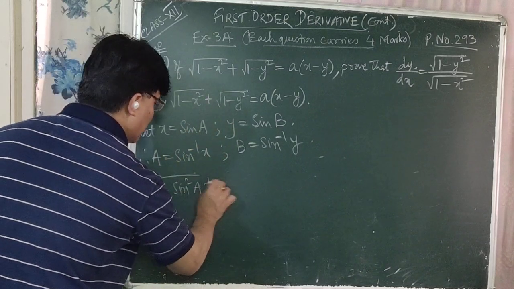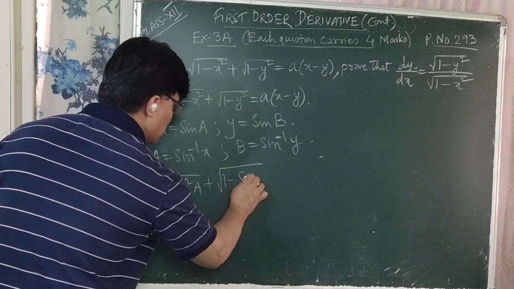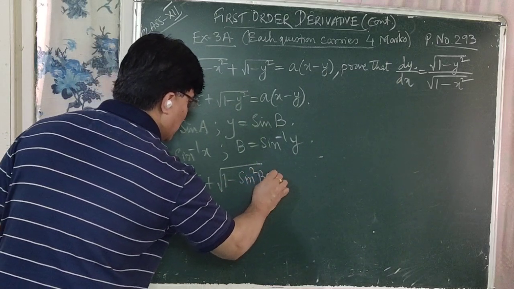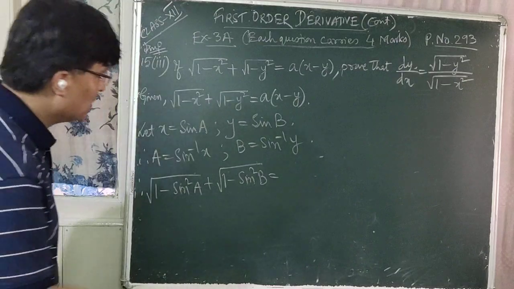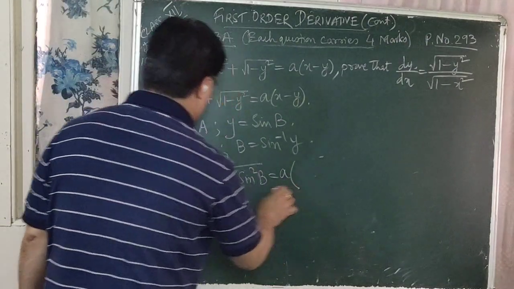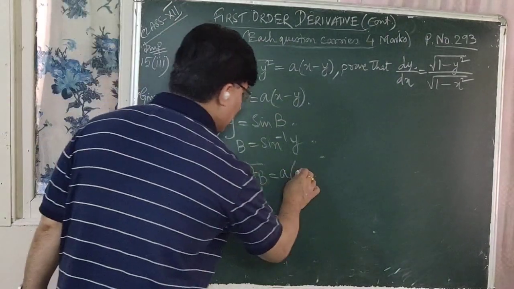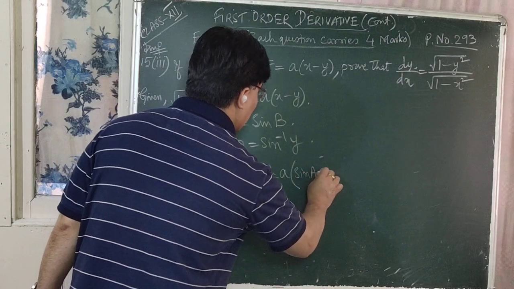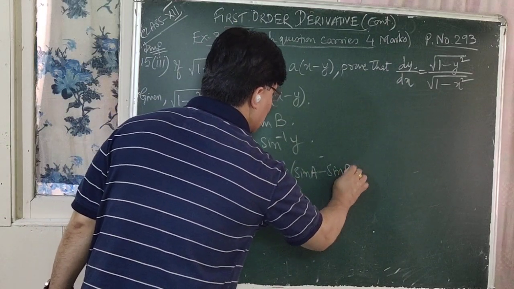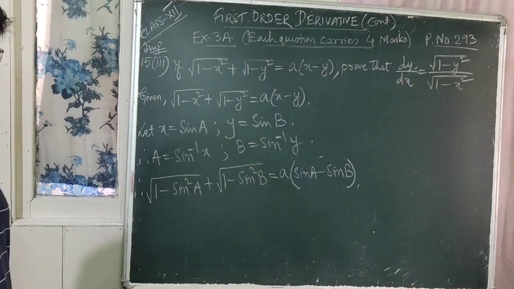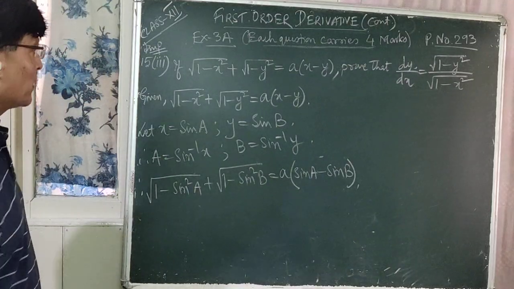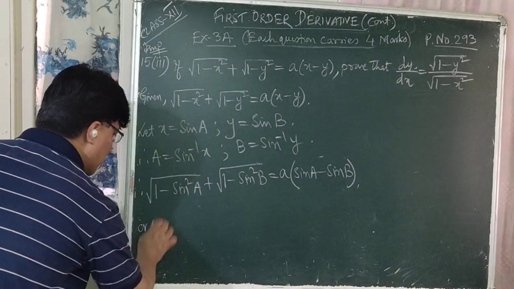Sine square A plus root over 1 minus sine square B is equal to, on the right hand side, let us put A into, what is x out here? It is sine A. Sine A minus what? What is y? It is sine B. So is that clear now? Next, what is root over 1 minus sine square A?